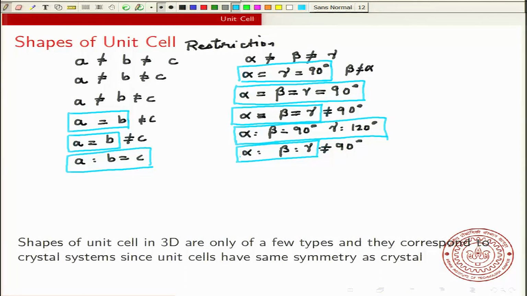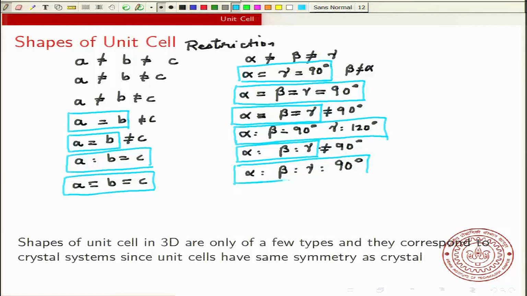Okay. And finally, the one with the most strict restrictions is when A equal to B equal to C and alpha equal to beta equal to gamma equal to 90 degrees. Okay. So, this is in some sense everything is restricted. So, A, B, C are identical, and alpha, beta, gamma are identical, and they are 90 degrees. So, you can see that as we go down, we are putting more restrictions on the cell.